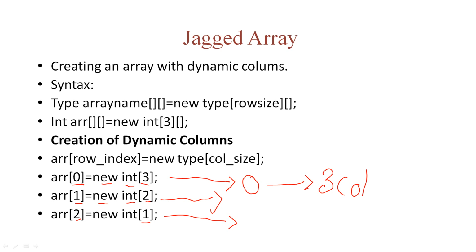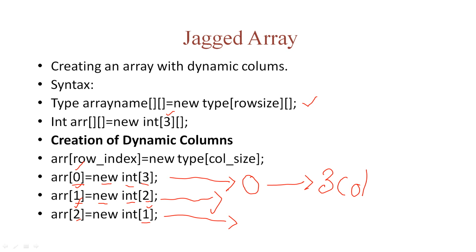In this way, I can specify the index also. If it is fixed, you can directly mention it here, no problem. But whenever you are going to create dynamic columns, there are 2 steps. First, you mention the row size, and then for each and every row index, apply the columns. New int of array of 0 equals new int of 3, array of 1 equals new int of 2, array of 2 equals new int of 1. You may specify the columns also. So in this way, I can create an array with fixed rows and a dynamic number of columns.